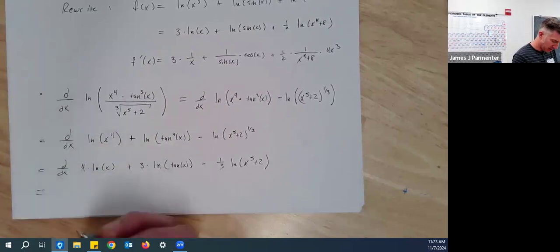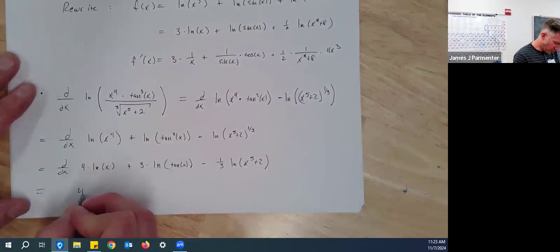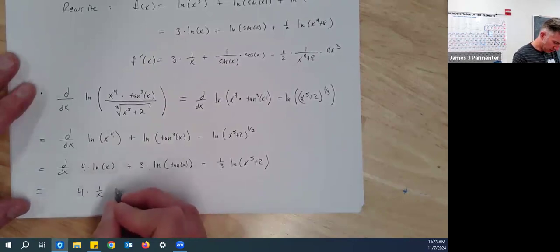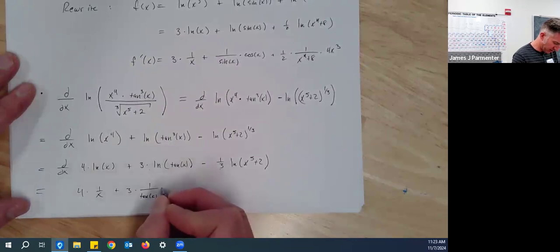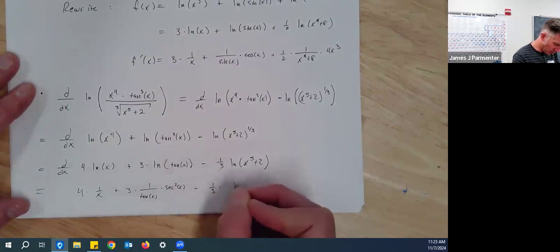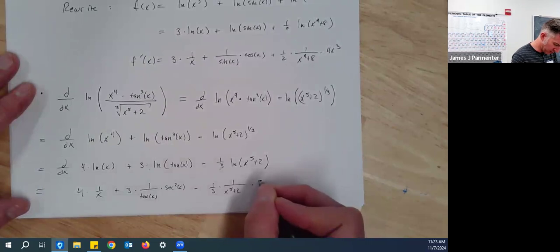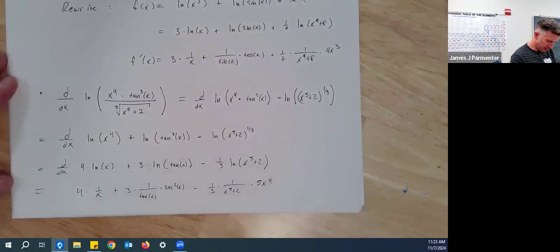I've just been simplifying. Now we're going to get 4 times 1 over x plus 3 times 1 over tangent of x times the derivative of tangent of x, which is secant squared of x, minus 1/3 times 1 over x to the fifth plus 2 times the derivative of x to the fifth plus 2. And that's it.